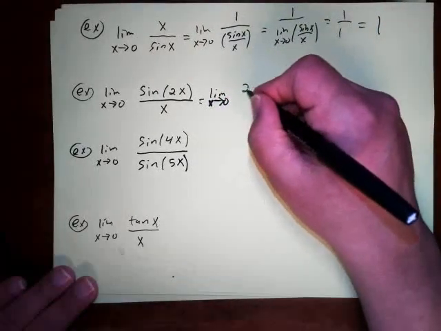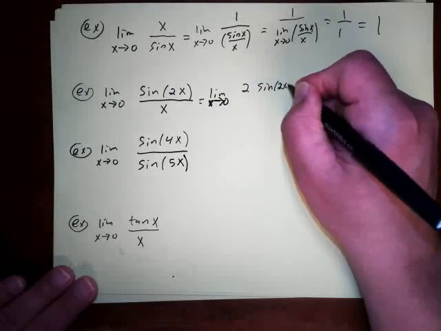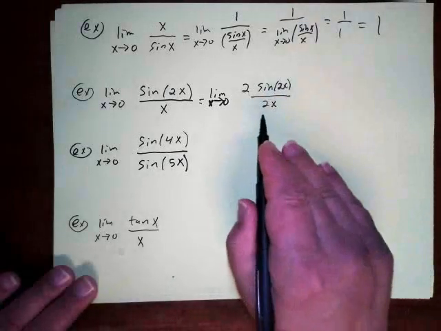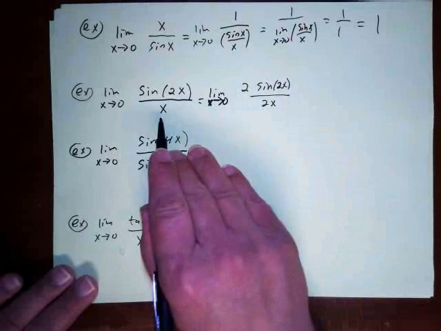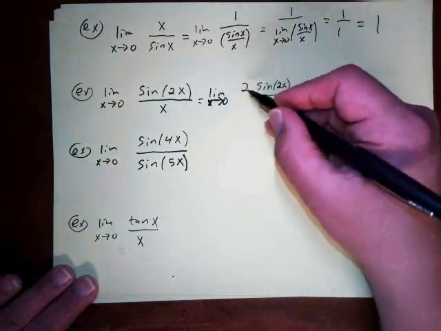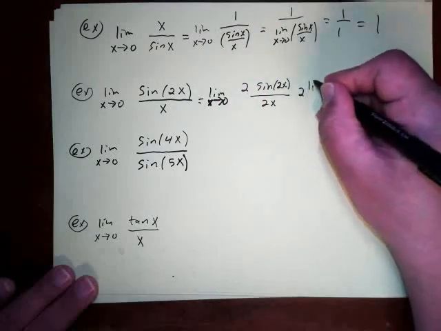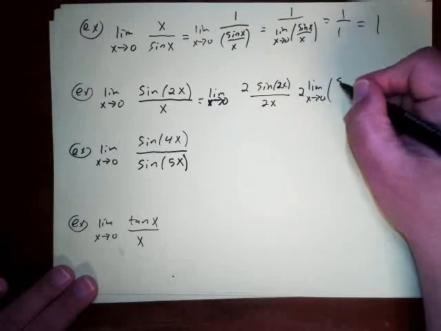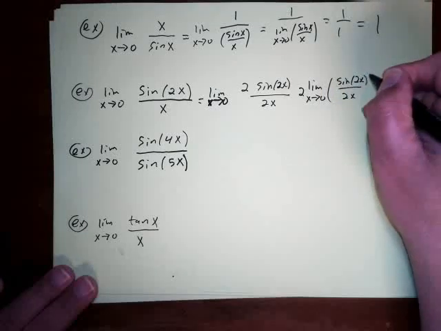And I can put a 2 here, 2 sine of 2x, and put this over 2x. So in other words, the 2's would cancel out and give me this. But with this 2 there, I can pull that constant multiple out, right? And I would get sine of 2x over 2x.